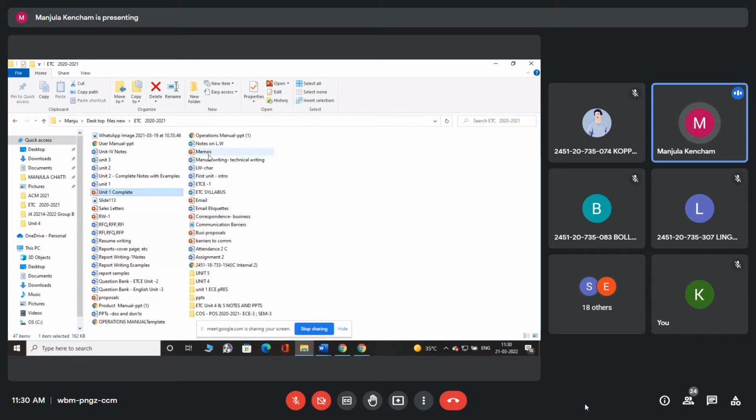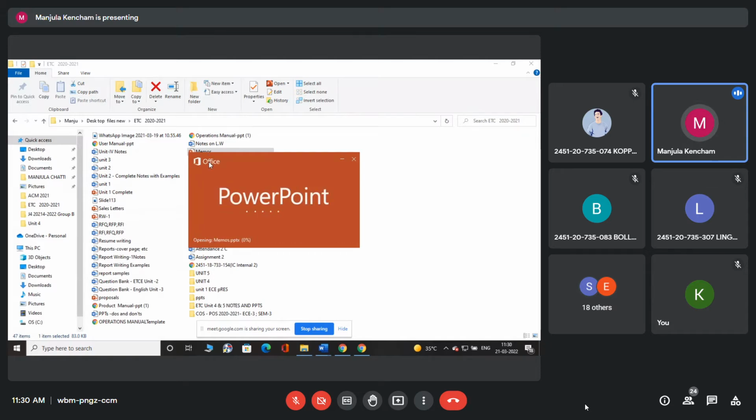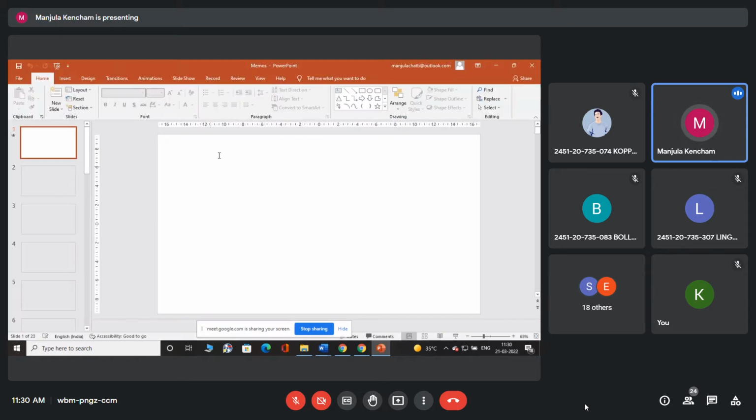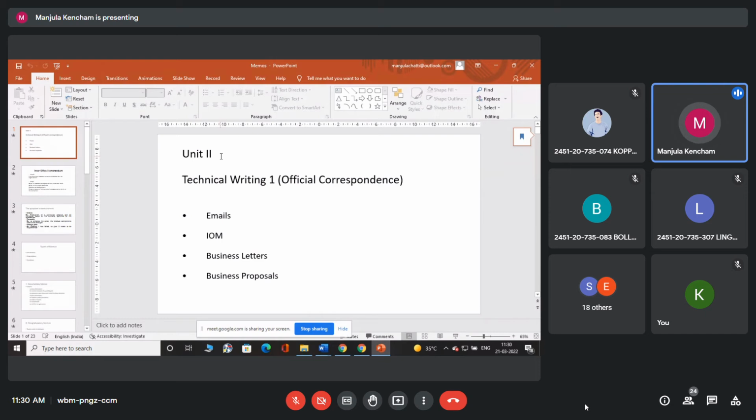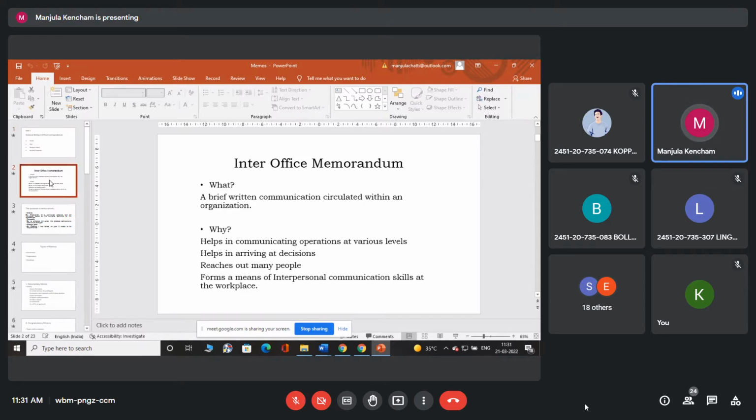I would like to begin with memos once again because I have seen horribly written memos in the examinations. You should know that it is not so highly formal as a letter, but still it has its degree of formality to be maintained. Let's see what is IOM. Quickly, we'll have a glance at each and every slide. Then I would move on to letter writing and manuals.